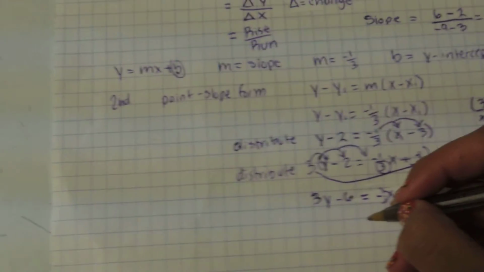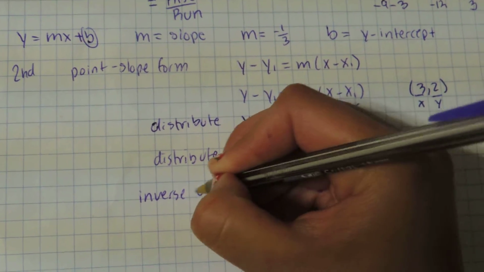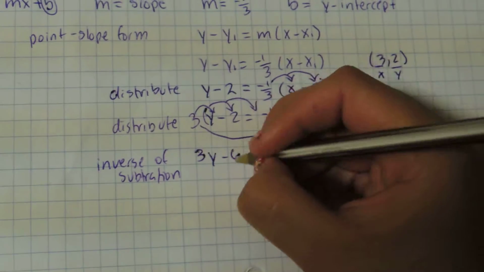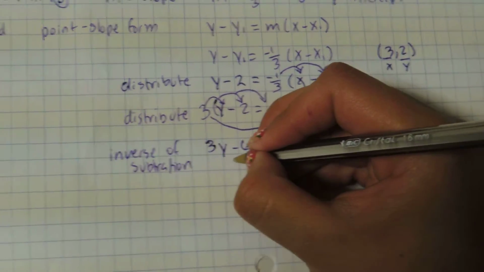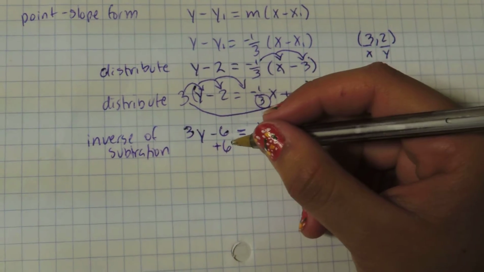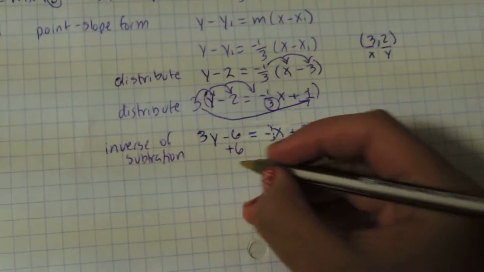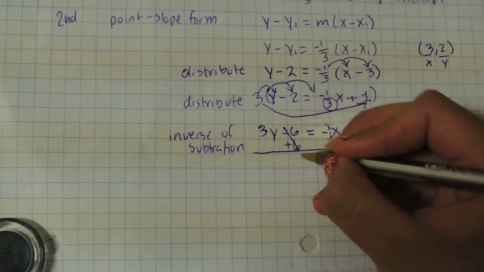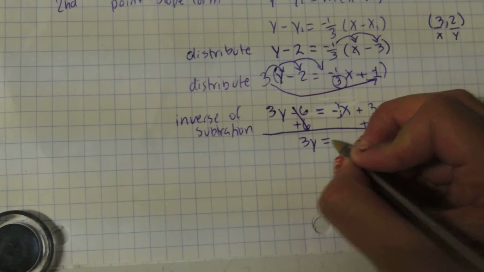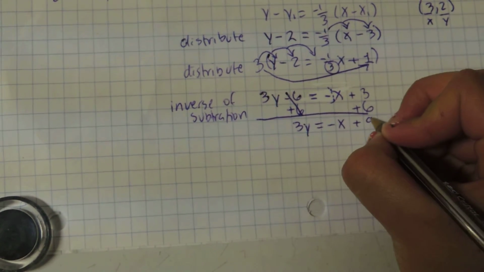The first step to doing that is by doing the inverse of subtraction, which is addition. So we have to add 6 to this negative 6, and what we do to one side of the equation, we have to do to the other side. So we add the 6 to this side of the equation. Those two cancel out. All we have now is 3y equals negative x plus 9.